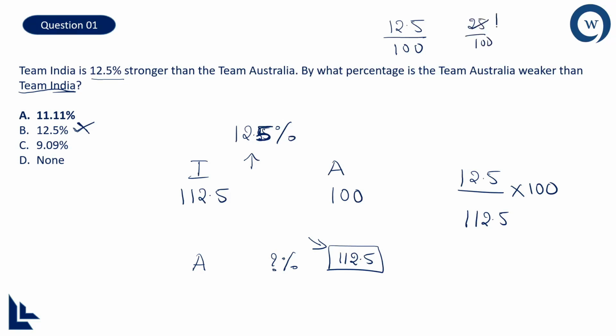25 ones are, 25 fours are. Now 12.5 is half of 25, right? That is the reason this will be definitely double than the initial value. So 12.5 divided by 100 will be 1 by 8. Now extra 12.5 is also there.